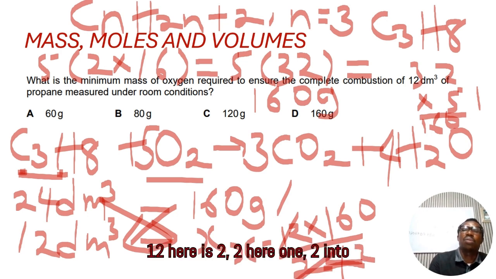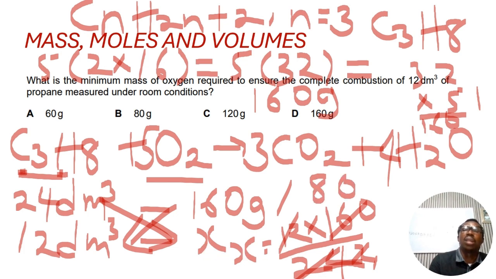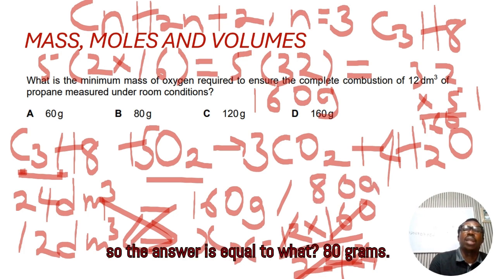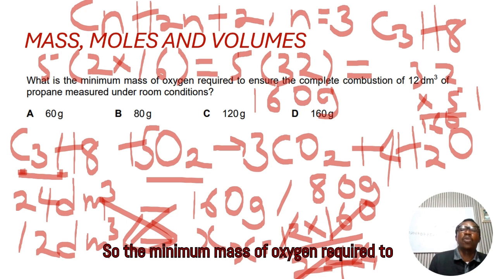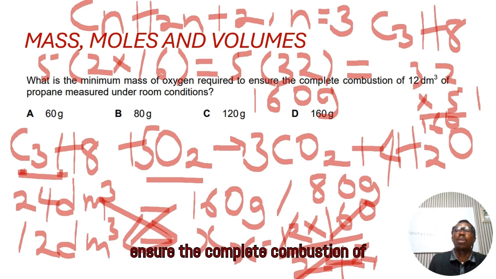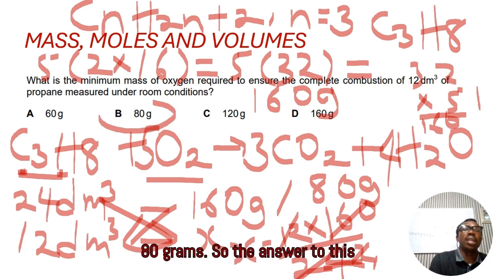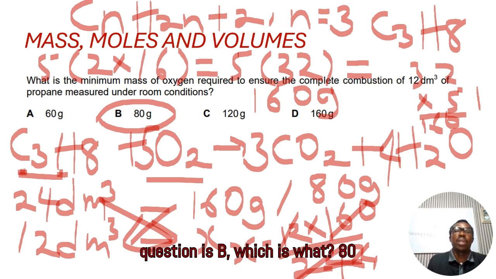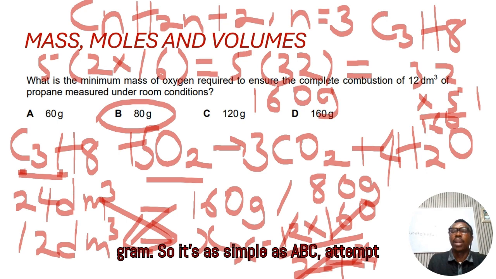12 here is 2. 2 here is 1. 2 into 160 is what? 80. So the answer is equal to what? 80 grams. So the minimum mass of oxygen required to ensure the complete combustion of 12 dm³ of propane measured under room conditions is equal to what? 80 grams. So the answer to this question is B, which is what? 80 grams. So it's as simple as ABC.